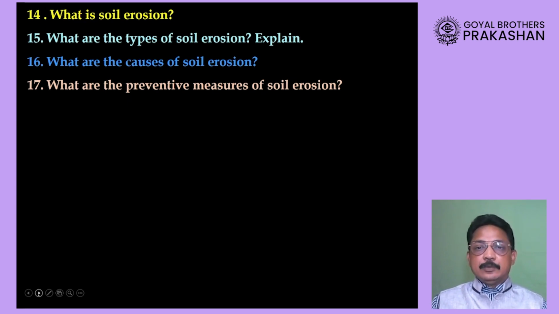Okay. Now, what are the types of soil erosion? Explain. Soil erosion is of three types: rill erosion, gully erosion, and sheet erosion. Let us start with rill erosion. Rill erosion is an erosion that happens when water starts flowing in small channels, eroding the surface of the earth by making cuts in the surface of the soil.